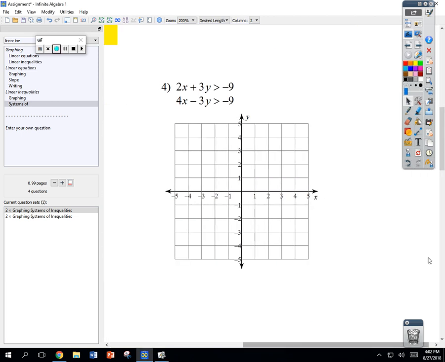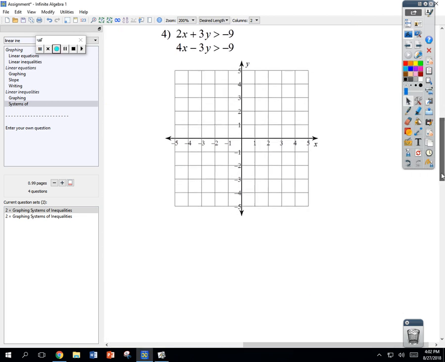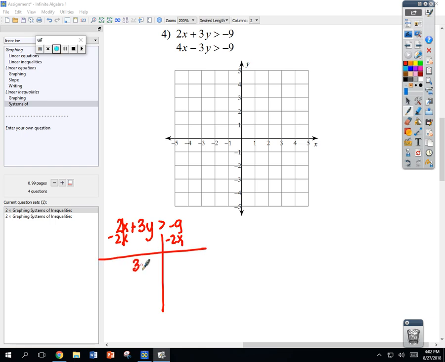The last one is one more example where we have to rewrite them both because they're not in the right form. So I'm going to start with the top one here. Get y by itself, take away 2x, take away 2x. 3y is greater than negative 2x minus 9. Divide by 3, divide by 3, divide by 3. Y is greater than negative 2/3 x minus 3.